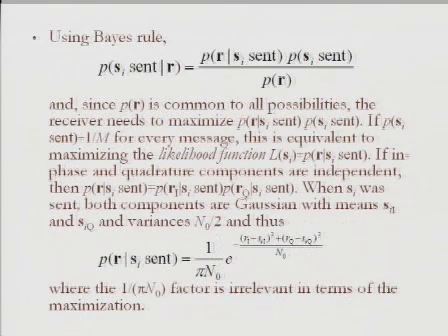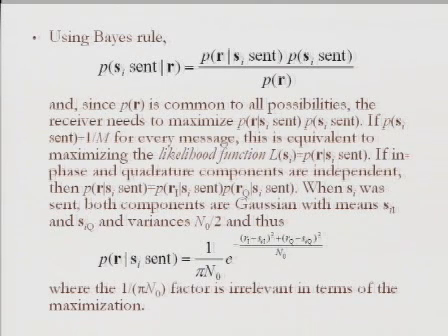First, we can use Bayes' rule, and probably most of you have seen Bayes' rule. It allows you to express the a posteriori probabilities based on the a priori probabilities. So essentially, it tells us that the probability that S sub I was sent given that R was received is equal to the probability that R was received given that S sub I was sent times the probability that S sub I was sent divided by the probability that R was received. This is Bayes' rule for a posteriori and a priori probabilities.